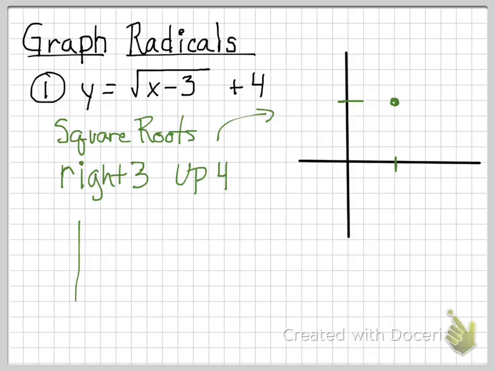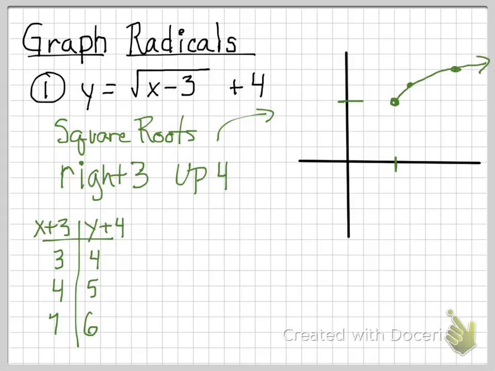Now I could, if I wanted to, draw my table and add 3 to x and add 4 to the y values. I would get (3, 4), (4, 5), and (7, 6). Remember, this is from our parent function that we're doing this. If you don't like that method, you can just go up 1 over 4, up 2, because remember the square root of 4 is 2. So you're either memorizing the pattern of the parent function or you do the table, one or the other.